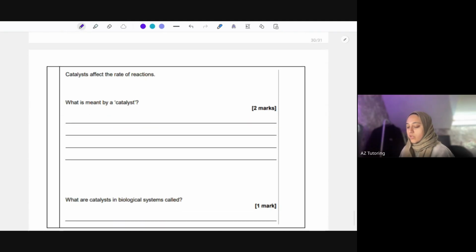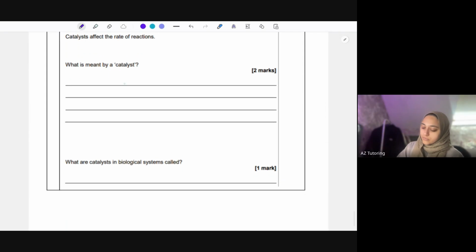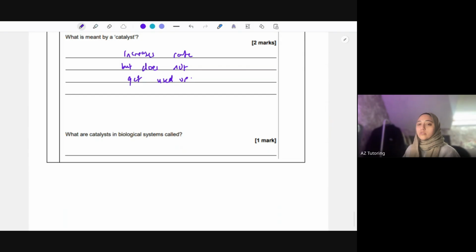Catalysts affect the rate of reaction. What is meant by the term catalyst? A catalyst increases the rate of reaction without getting used up. That's your 2 marks: increases rate but does not get used up. And then finally, what are the catalysts in biological systems called? We did that in yesterday's class. That's just enzymes. And that's it.